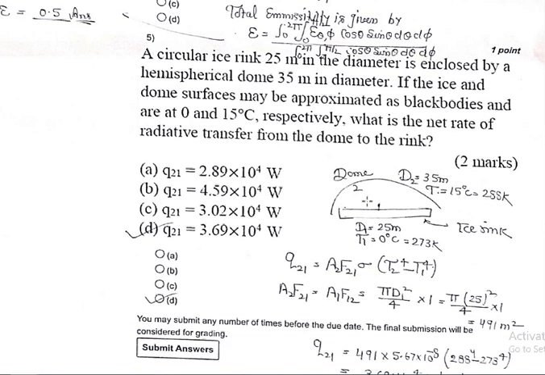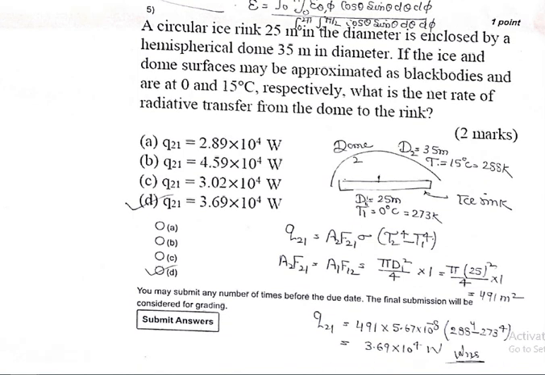Now come to question number 5. This question is for the shape factor. Here one dome is given. The temperature of the dome is 288 Kelvin, and the diameter is 35 meter. In this dome there is a circular ring of ice. Because ice is at 0 degree centigrade, T1 is 273 Kelvin, and the diameter of this ice ring is 25 meter.